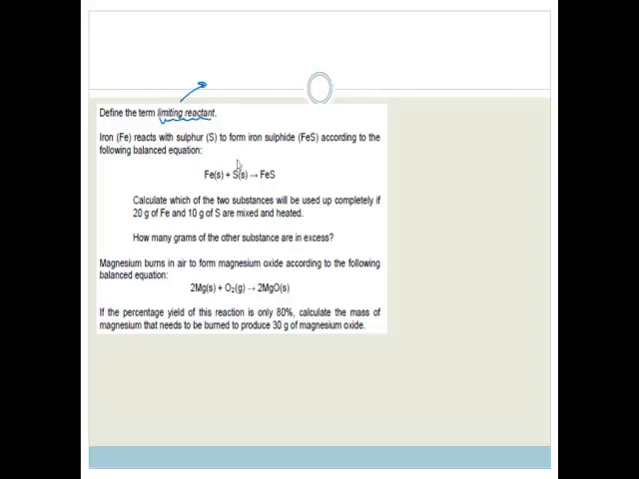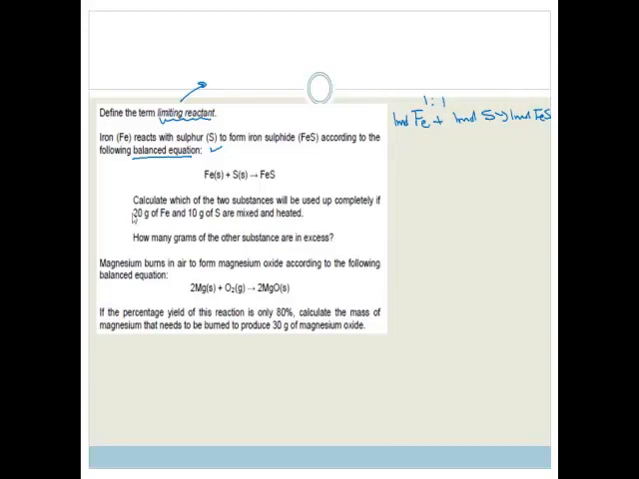Now it says iron and sulfur react together to form iron sulfide according to the following balanced equation. They've balanced it for us, which is nice. It says calculate which of the two substances will be used up completely if 20 grams of iron and 10 grams of sulfur are mixed and heated. Okay, so theoretically we've got 1 mole of iron reacts with 1 mole of sulfur to form 1 mole of iron sulfide. So the ratio here is 1 to 1.